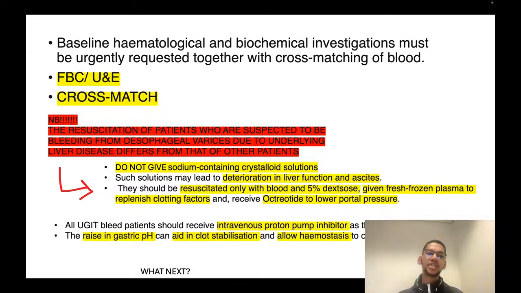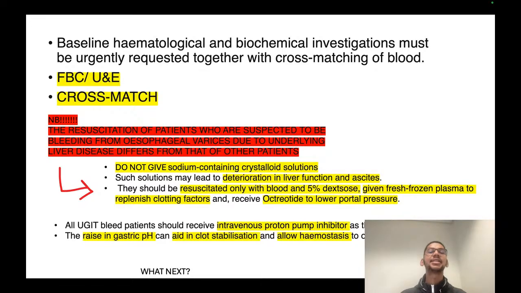What next? So you want to do baseline hematological and biochemical investigations, and it should be requested together with a cross match of blood. So you want to do FBC, urea and electrolytes, and then the cross match. Now, the resuscitation of patients who are suspected to be bleeding from esophageal varices due to underlying liver disease differs from that of other patients. We should not use sodium-containing crystalloid solutions, as such solutions may lead to deterioration in the liver functions as well as ascites.